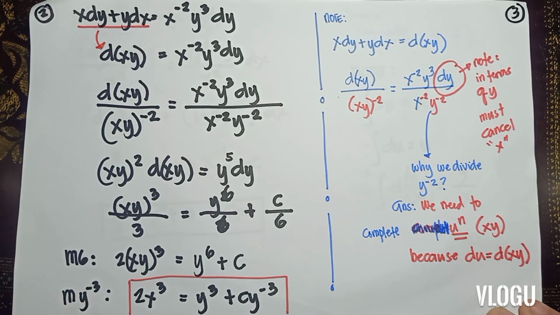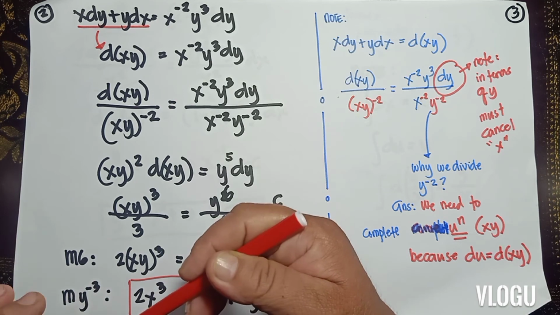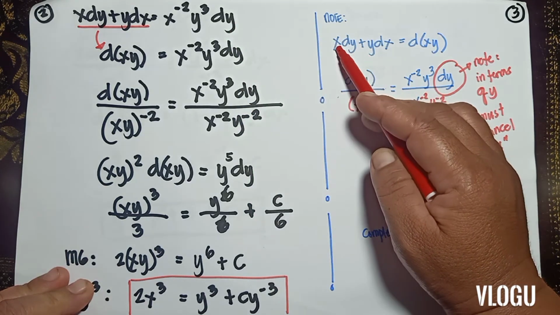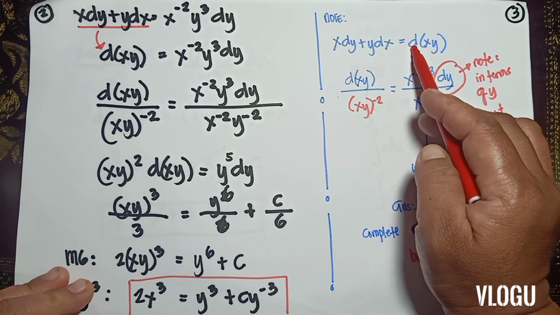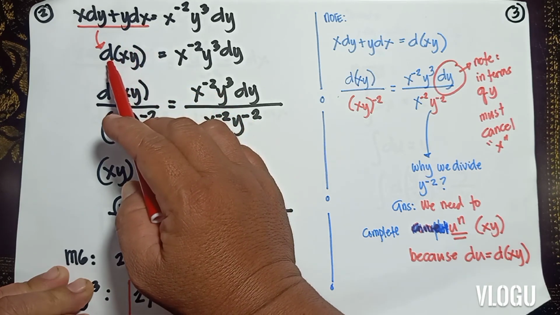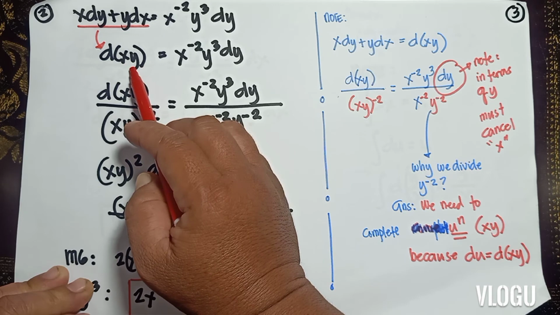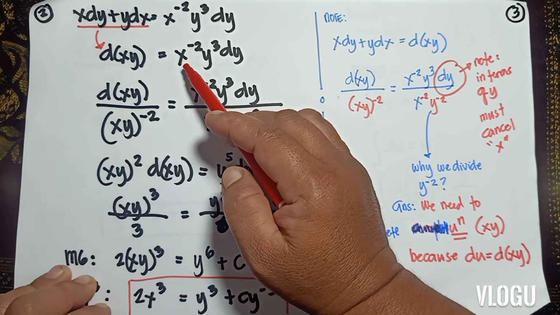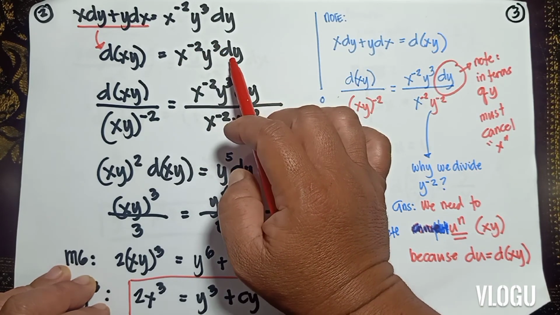Okay, the next example, we are going to find the exact analysis for x dy plus y dx, that is equal to x negative 2, y positive 3 dy. From our form, note that x dy plus y dx is equal to the derivative of xy. So that's the reason we represent that one with d(xy). That is from the form.